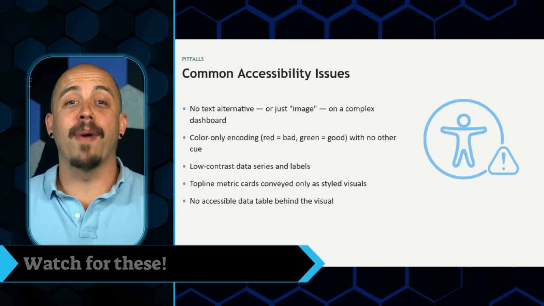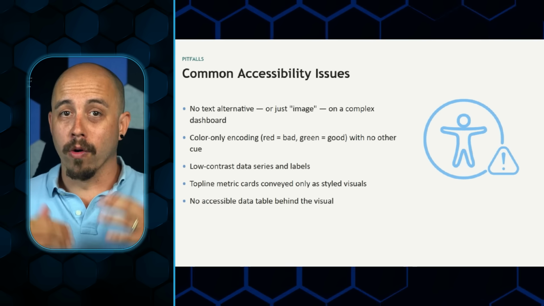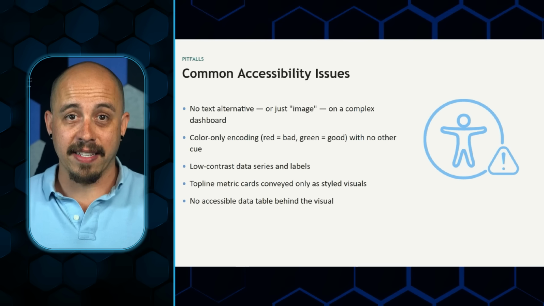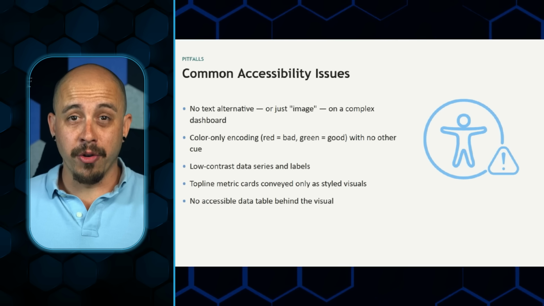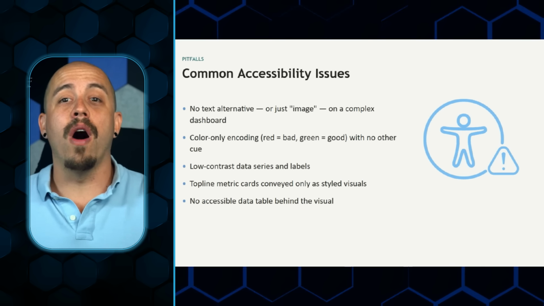Number one, and this is by far the most common, no real text alternative, or just the word "image" as alternate text on a complex dashboard. Number two, color only encoding. Red equals bad, green equals good with no other cue.